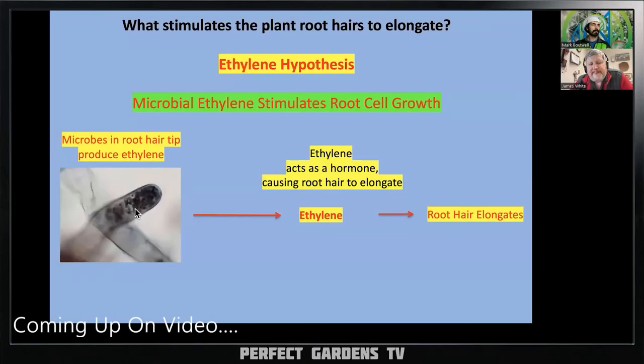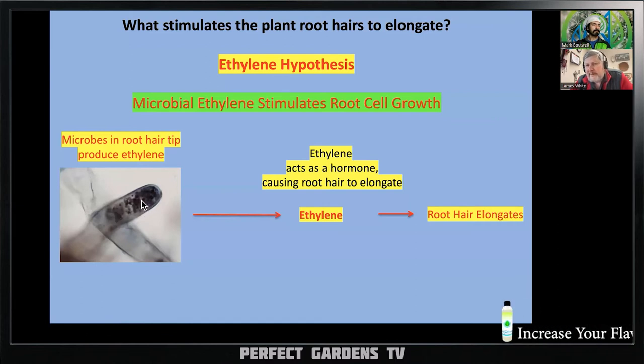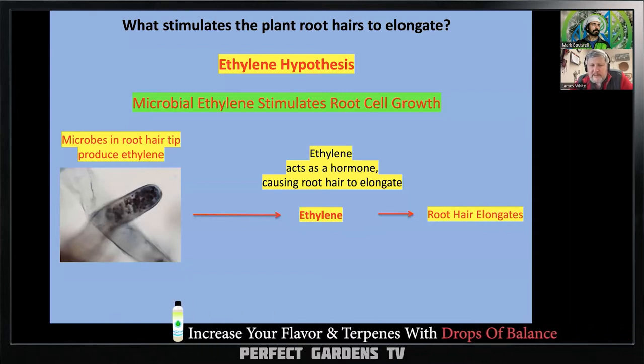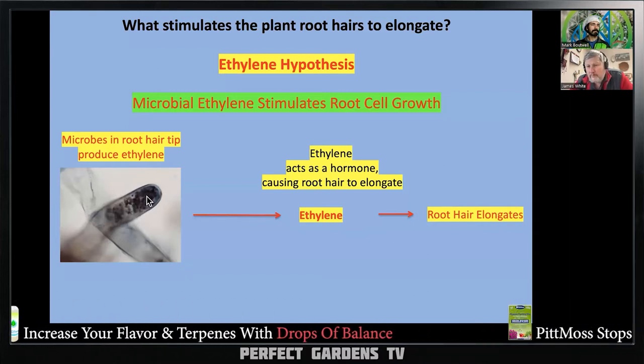But the reason that hair elongation happens is because those bacteria, and you can see here in the picture to the left, you see all the brown dots, those are the bacteria. They're producing ethylene, and they're also producing nitric oxide, which are two plant hormones.